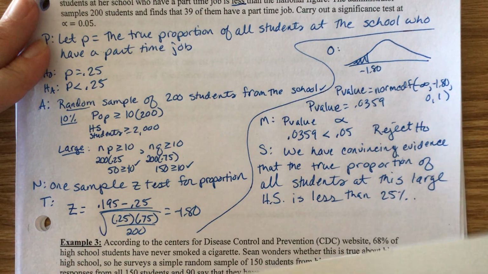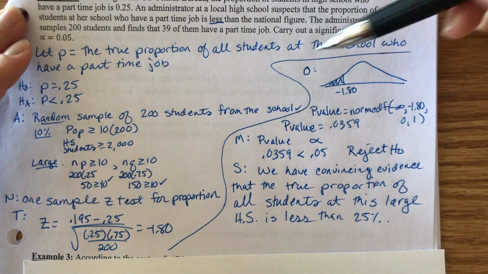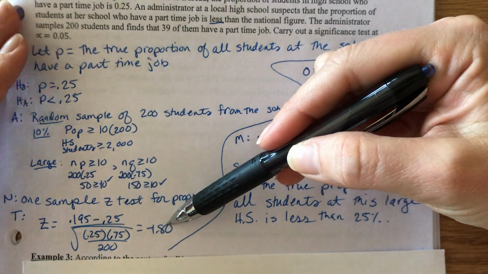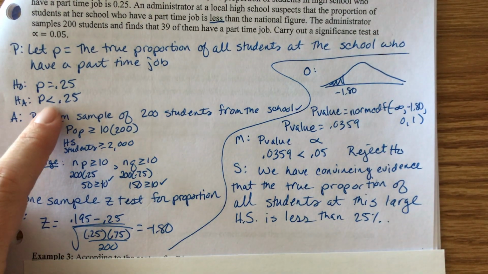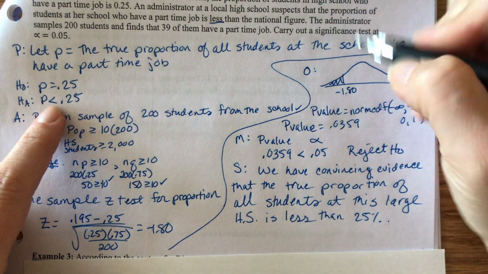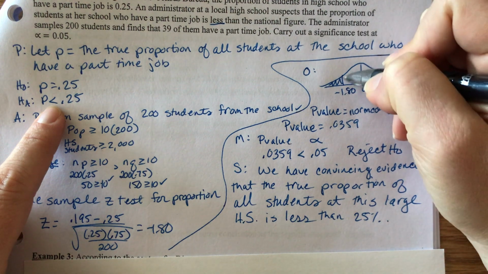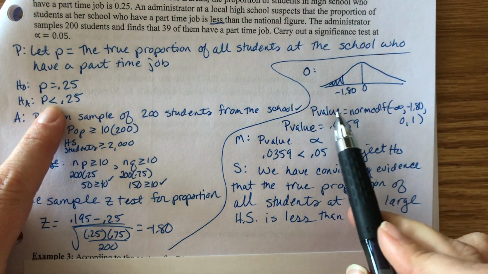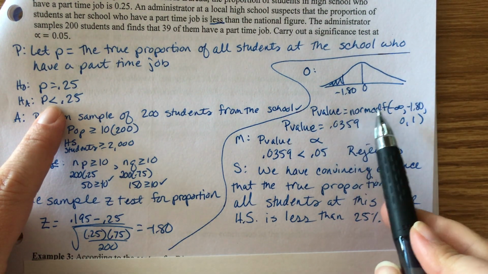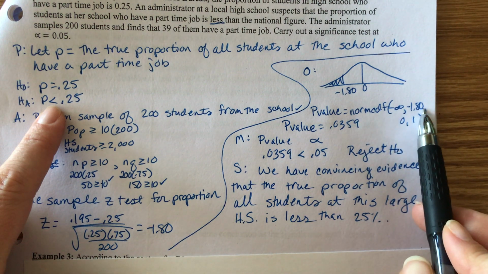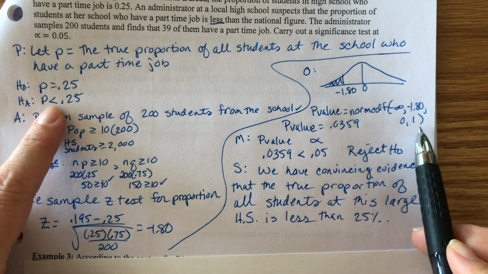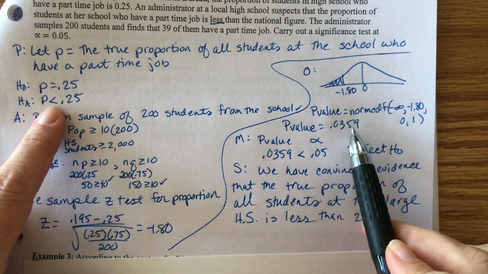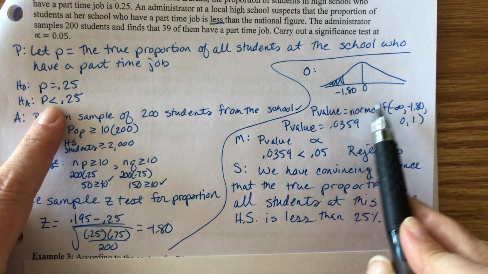Then we're going to look over here, my p-value. When I get z equals negative 1.8, I come back to my alternate hypothesis, which is a less than, which means it's a left-tailed test. So I said my p-value is normalcdf, negative infinity to negative 1.8, 0, and 1, which then means I get 0.0359 for my p-value when you plug this in.